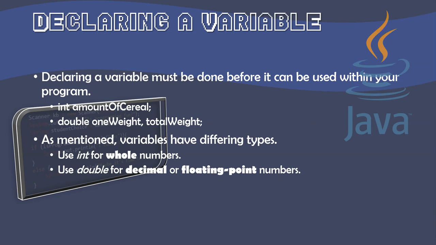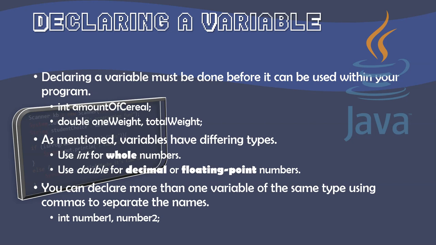Now, as mentioned, variables have differing types. So, for example, we can see above we have an int and we have a double. Well, int is used for whole numbers, positive or negative. We use double for decimal or floating point numbers. And these are things that we're going to see pretty commonly as we move throughout this course.